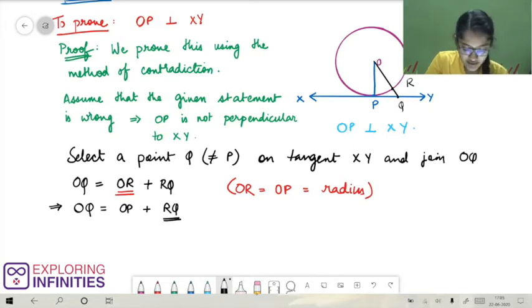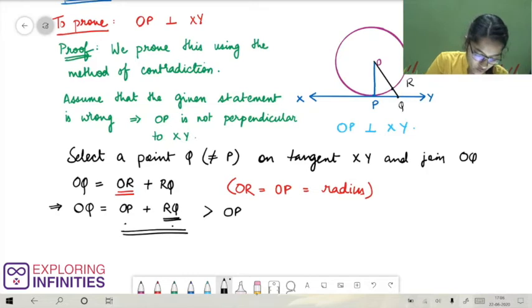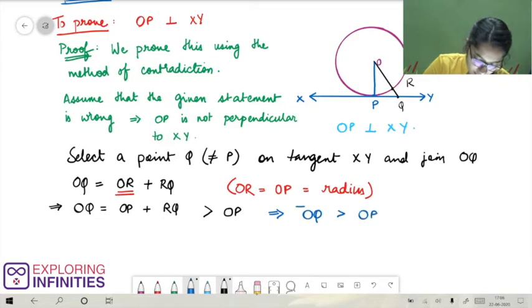Now what does RQ represent? It is the distance between point R and Q. Basically RQ is a distance. Hence the value of RQ should always be a positive value. So here we have OP plus a positive value. That means the value of this entire expression is always greater than OP. So we can conclude that OQ is greater than OP. That implies OQ is greater than OP.